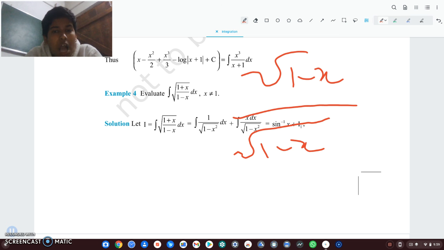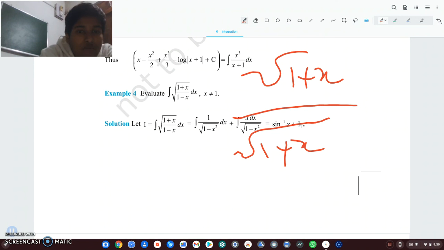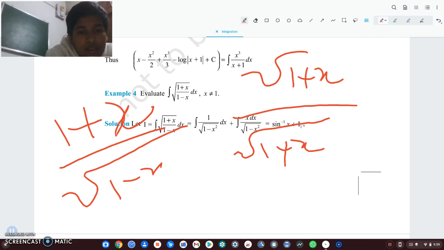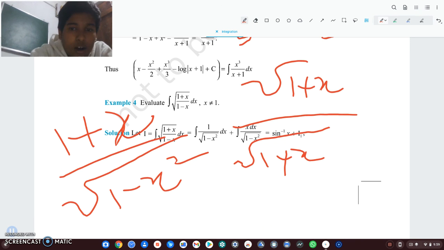So how can we solve it? We are easily able to solve it: 1 plus x into 1 plus x, root under 1 plus x into root under 1 plus x would be 1 plus x, upon root under 1 minus x square. This is a simple equation. Now we can separate the numerator: 1 upon root under 1 minus x square plus x upon root under 1 minus x square.